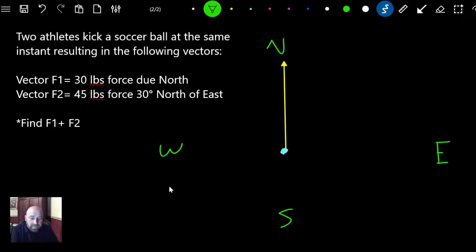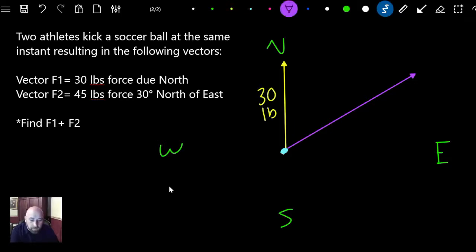And if he kicks it 30 degrees north, let me get my arrow back up here. So if he kicks it 30 degrees north, and it doesn't have to be perfect, just kind of guesstimate, 30 degrees north of east, and let's say he kicks it right there. So here we go. We have this first one is what? This first one was 30 pounds.